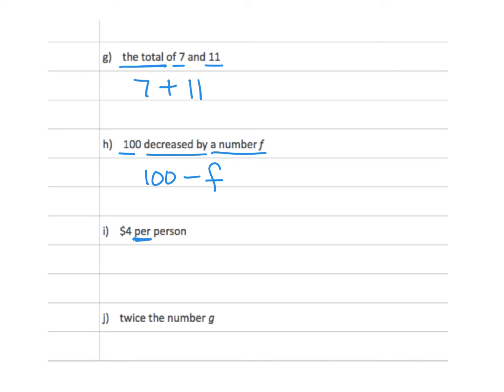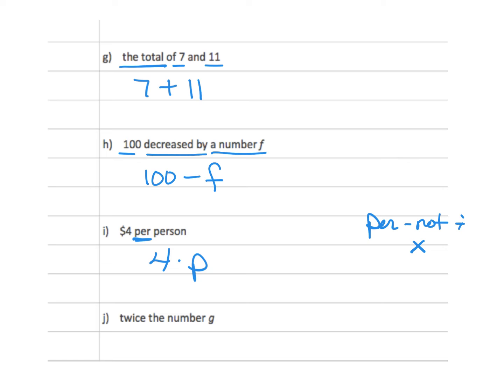Now, "per" is one that I'm guessing you got wrong. On your keywords, it says it's under division. I want you to cross that off. It is not division, but multiplication. So fix that on the keywords. So this would be $4 per person. So 4 times, and I'm going to use P.